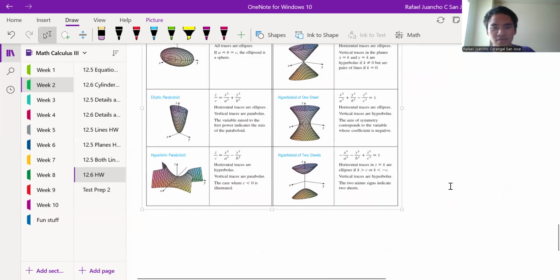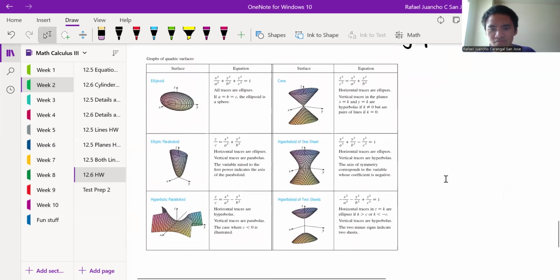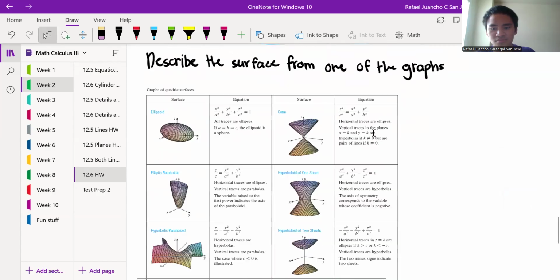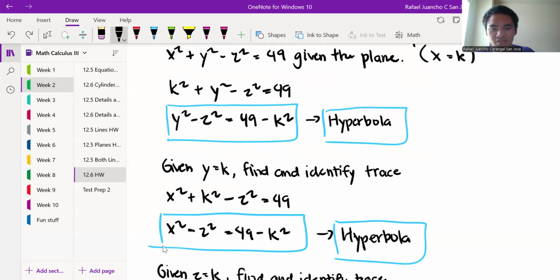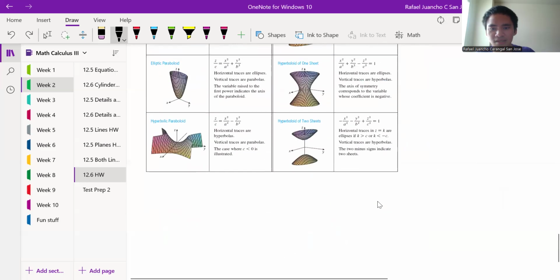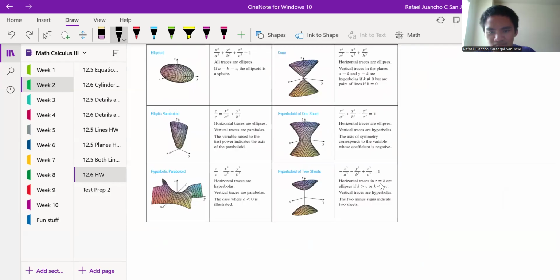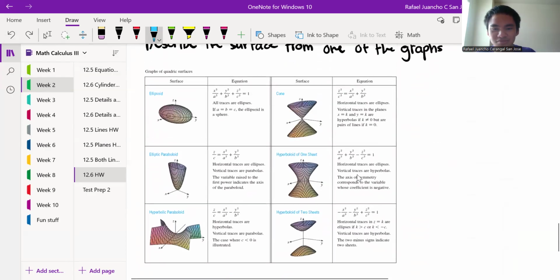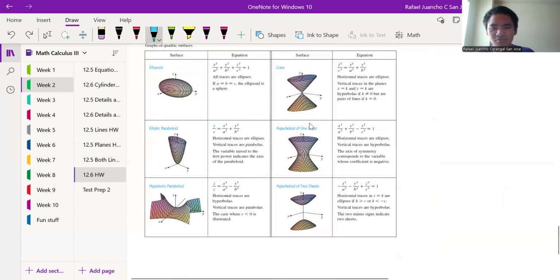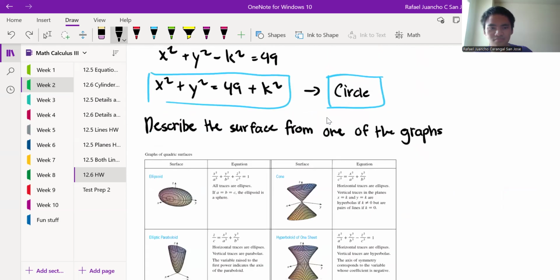I can log this table and I can see, oh, it's a hyperboloid of one sheet. Because the horizontal trace, the xy plane, is an ellipse or a circle. And the vertical traces, so the yz and the xz, are both hyperbolas. Now, another way to check: vertical traces are hyperbolas, and there are two minus signs, which indicates two sheets. And here in the beginning of the equation, we only have one minus sign. So immediately, it's not a hyperboloid of two sheets. So it's definitely a hyperboloid of one sheet, right?